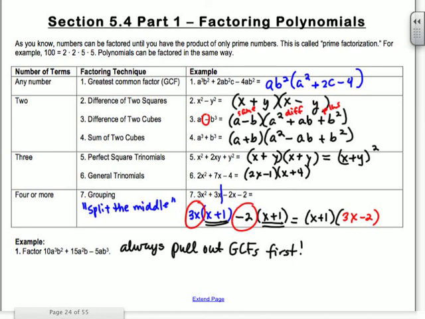Do they have any more a's? No, because the last one only had 1 a. Any more b's? No. So it's just 5ab, right. So I'm going to pull out 5ab. And when I do that, think about what you would need inside to multiply to get each term. Do you see what I'm saying? So it's like you're dividing by 5ab in each place. So I need a 2. I need 2 more a's, so a squared. I need 1 more b, so a squared b. See what I'm doing?